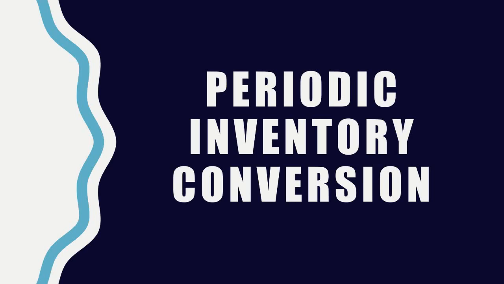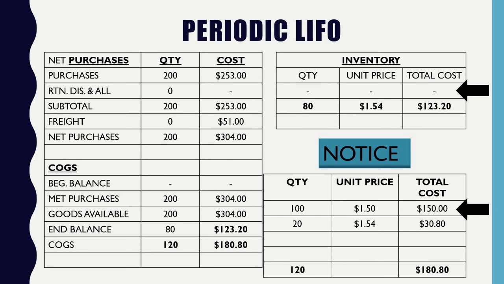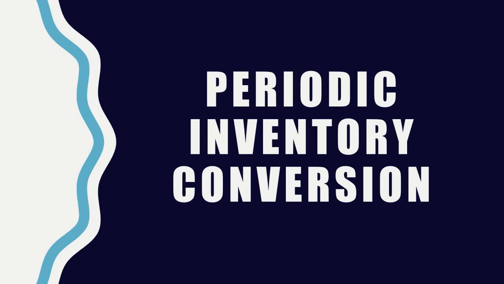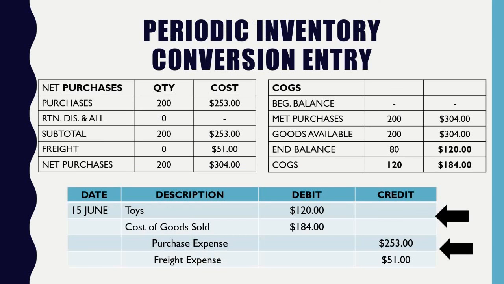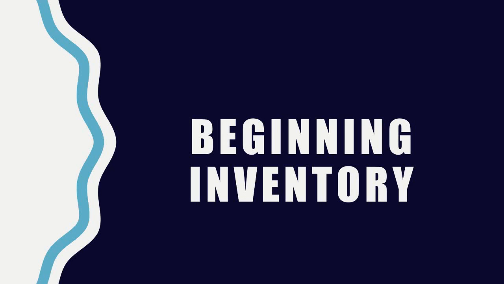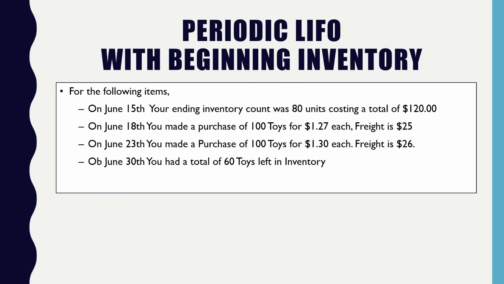Okay. So I do need to fix this slide right here because it's the wrong one. So I will revise this PowerPoint and upload another one so you don't get confused. Okay. So again, we looked at our conversion entry here, and now we're going to focus on the next portion, which is introducing beginning inventory. So again, same exact concept, but this time we have beginning inventory of 80 units.